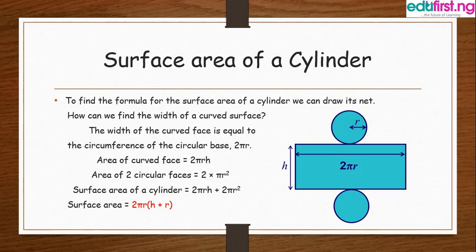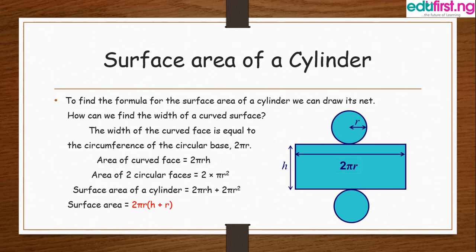To find the formula for the surface area of a cylinder, we can draw its net. How can we find the width of a curved surface? The width of the curved surface is equal to the circumference of the circular base, which is 2 pi r. Area of curved surface is 2 pi r h, and area of circular faces is 2 multiplied by pi r squared. So surface area of a cylinder will be 2 pi r h plus 2 pi r squared, which gives us the formula for surface area as 2 pi r (h plus r).